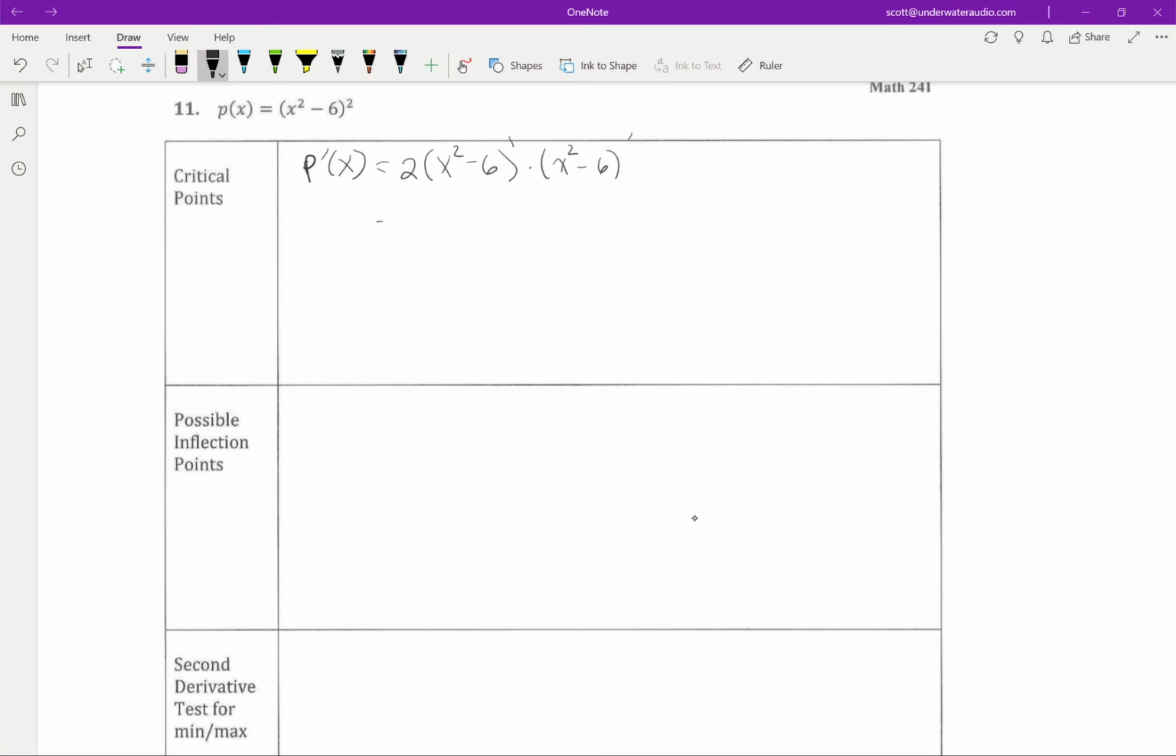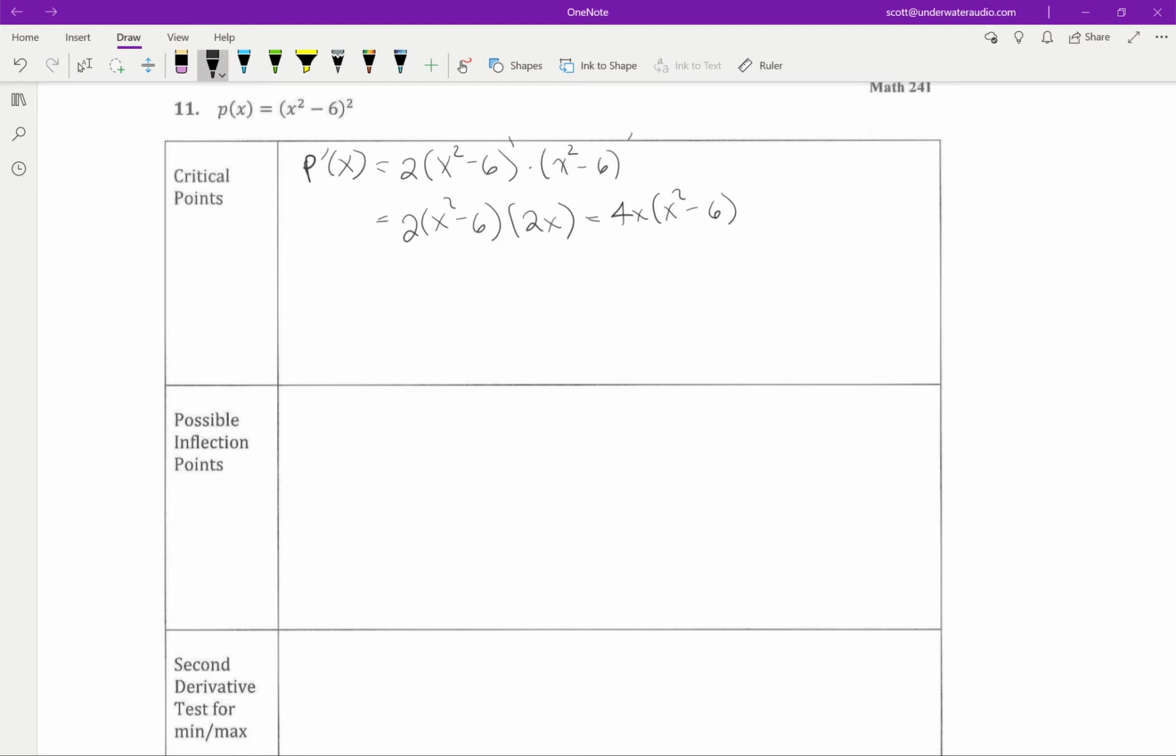So simplifying this out, I get 2 times x squared minus 6, and then times the derivative of x squared, which is just 2x. The derivative of minus 6 is 0, so I just get 2x. Let's simplify this a bit. I get 4x times x squared minus 6. It might be tempting right now to multiply this out, but actually don't, because we want to not have to do any factoring at the end.